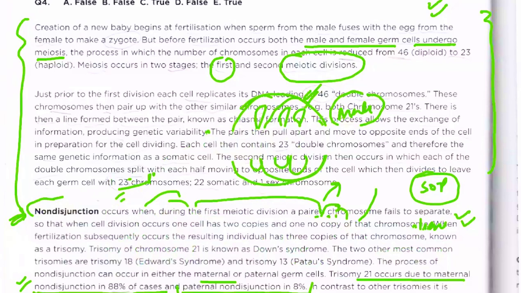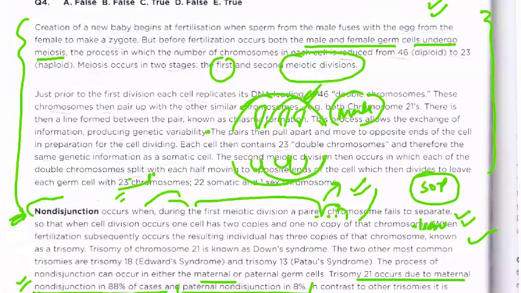Mosaicism. What is mosaicism? Mosaicism is when some cells have normal chromosomes and some have trisomy. Here the phenotype will be milder as compared to the non-disjunction babies, right?